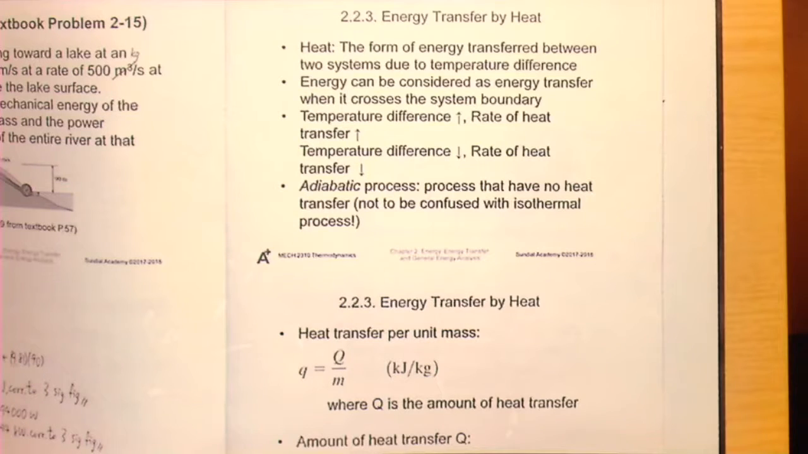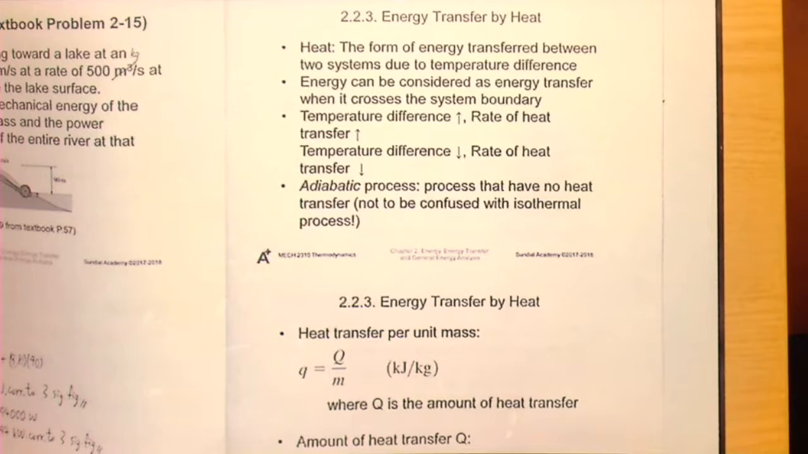Let us go to the next section. That would be energy transfer by heat. Energy can be considered as energy transfer when it crosses the system boundary. If a kind of energy does not flow in or out of a system, it cannot be said to be a kind of energy transfer. So what we are considering in the energy transfer should be the energy flowing across the boundary.